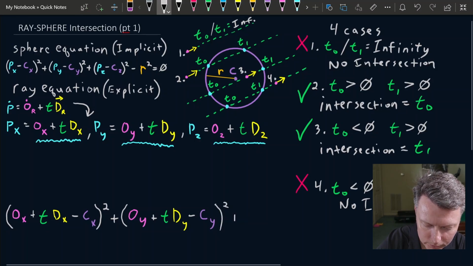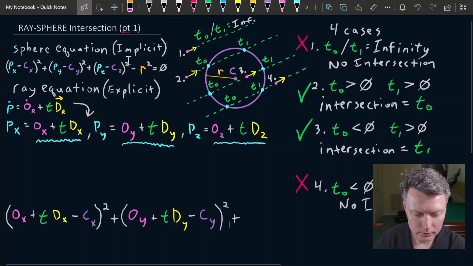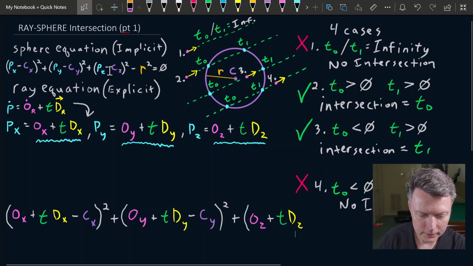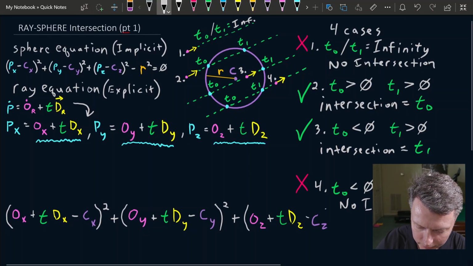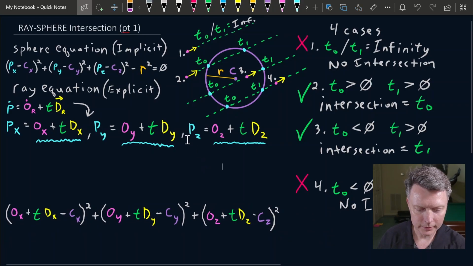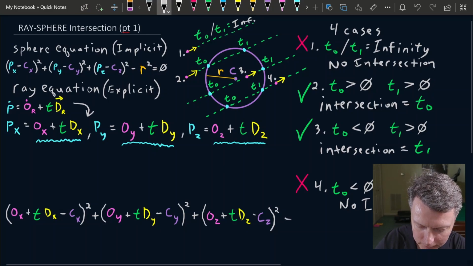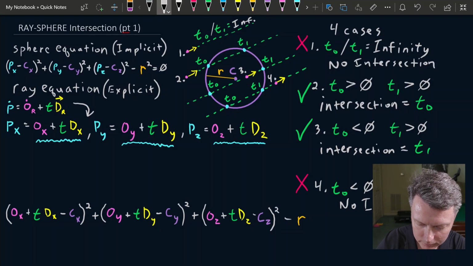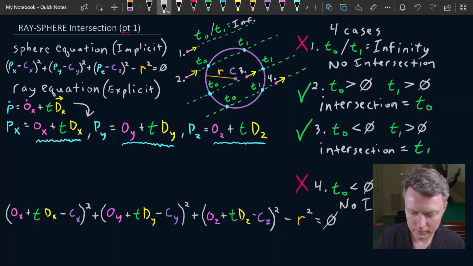And now we do the same with the z components. So pz is equal to oz plus t dz. So I'm going to write that out. And then it says minus cz. And once again, all that is squared. Now at this point, I'm going to shrink this down just so it can fit. And then continue on with our sphere equation. It says minus r squared equals 0. So let's go ahead and add that. Minus r squared equals 0.